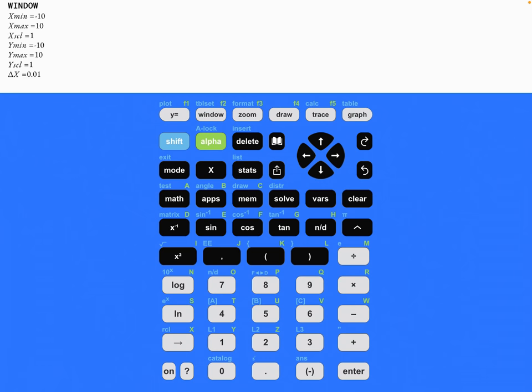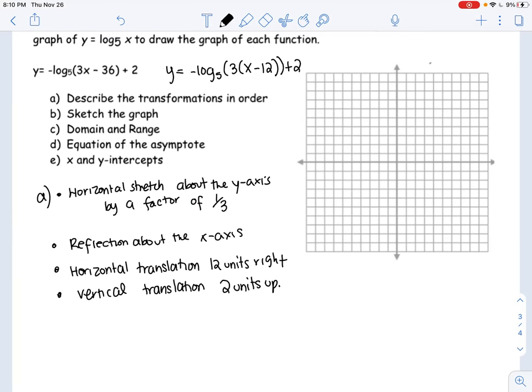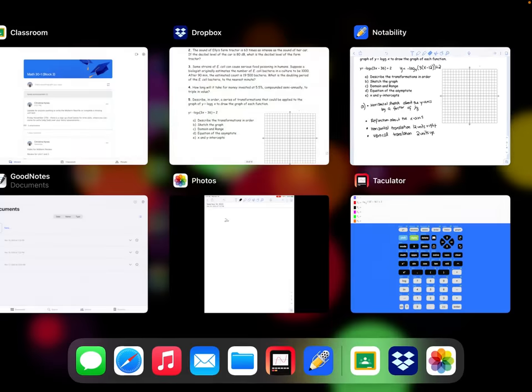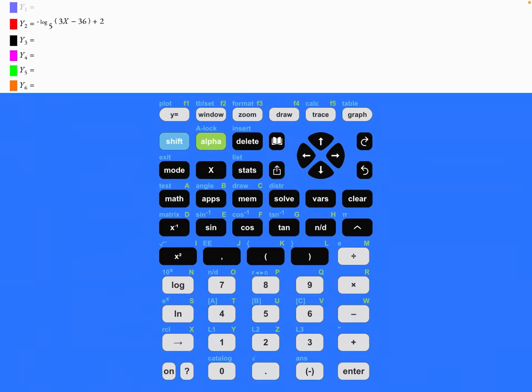So what you'll notice is that if I use the standard window, it won't see it. The reason being, if you look, remember the horizontal translation was 12 units to the right. Normally, we have an asymptote over here when x equals 0. But if there's a horizontal translation, it's going to move with it. So now it's going to be 12 units to the right. So now our whole graph has moved 12 units to the right. So our standard window isn't enough.